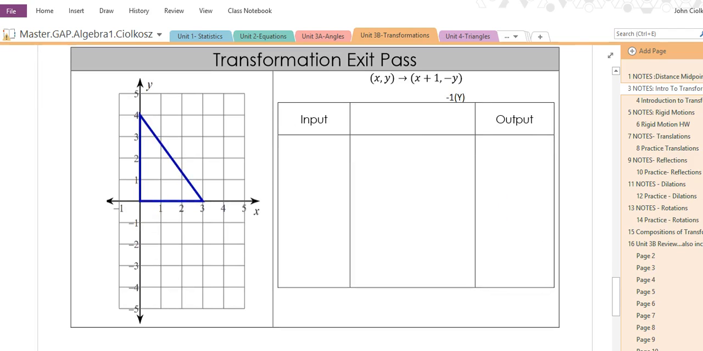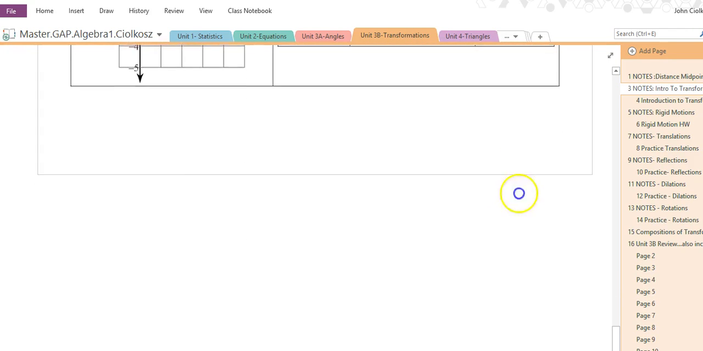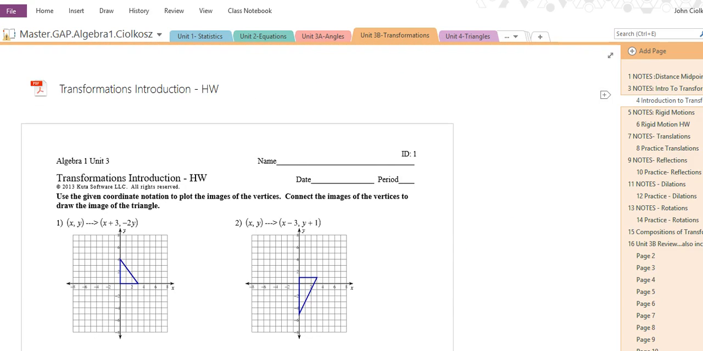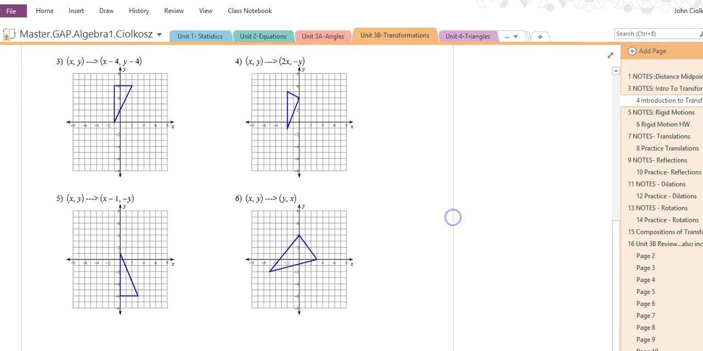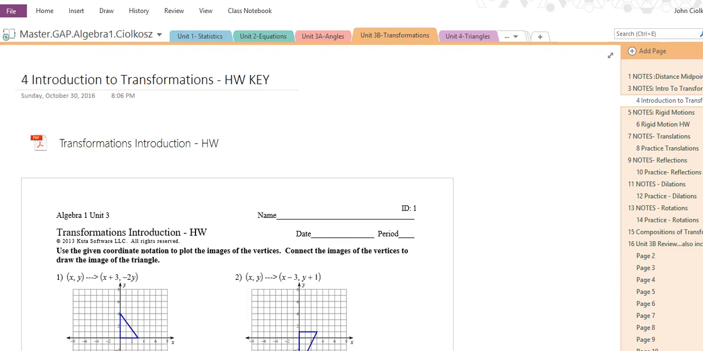What I want you guys to do now is go ahead and complete both of these problems in our exit pass, as well as go on to 4. Here, you're working on all 6 of these problems. Once you've completed that, we can go ahead and move on to 5.